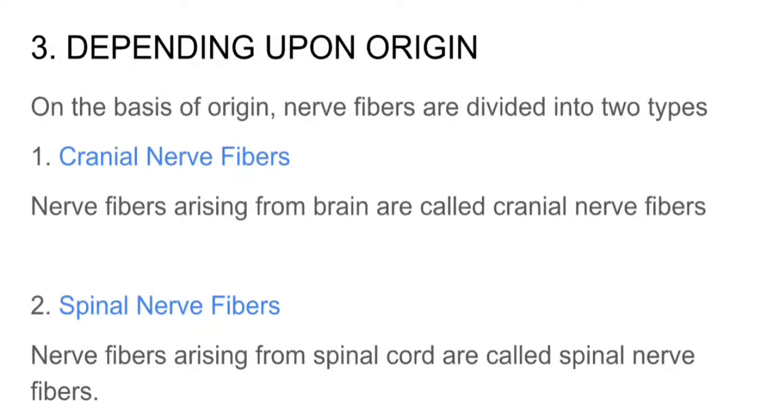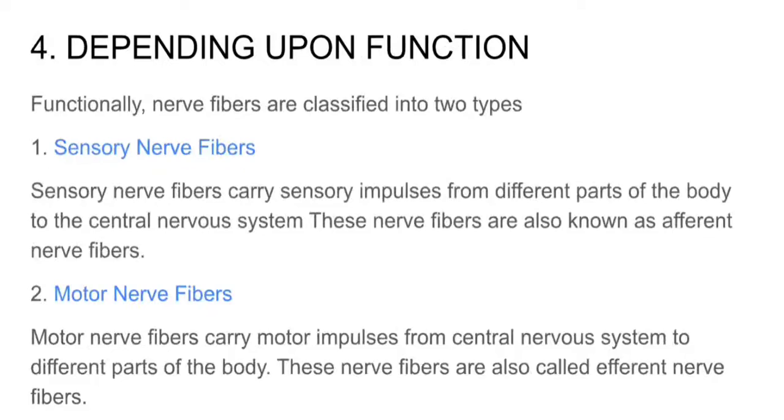Depending upon origin, on the basis of origin, nerve fibers are classified into 2 types. That is, cranial nerve fibers. Nerve fibers arising from brain are called cranial nerve fibers, and spinal nerve fibers. Nerve fibers arising from spinal cord are called spinal nerve fibers.